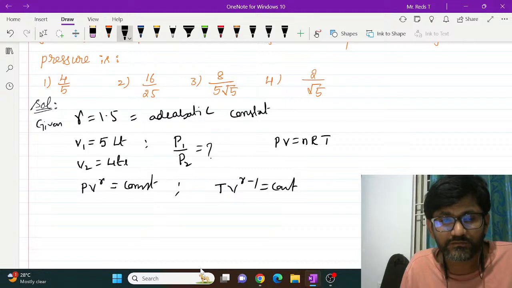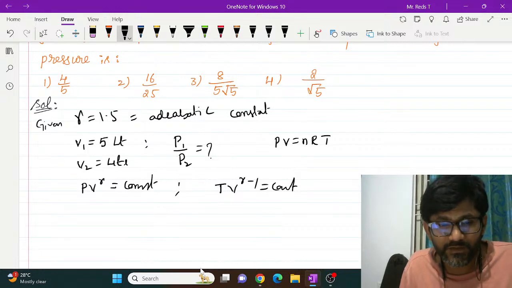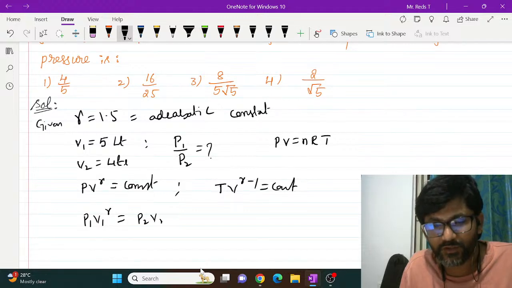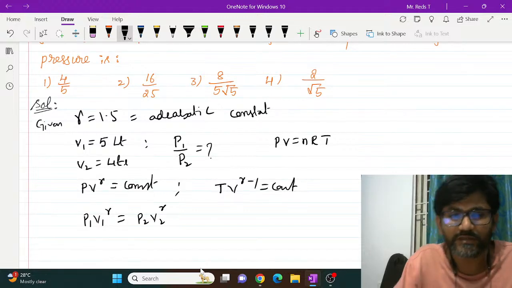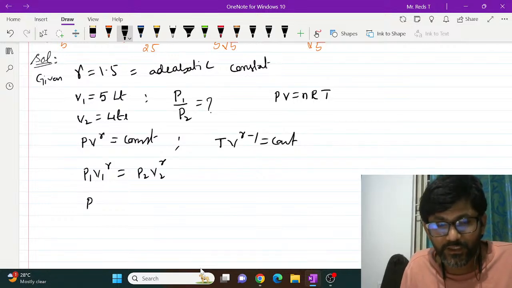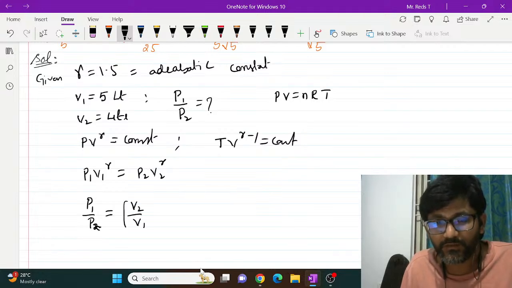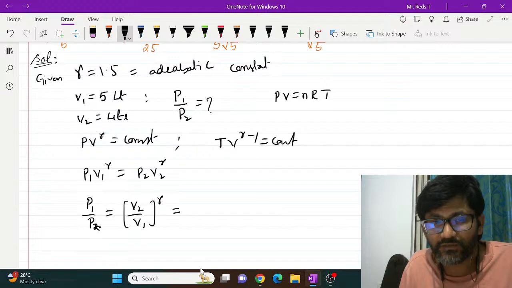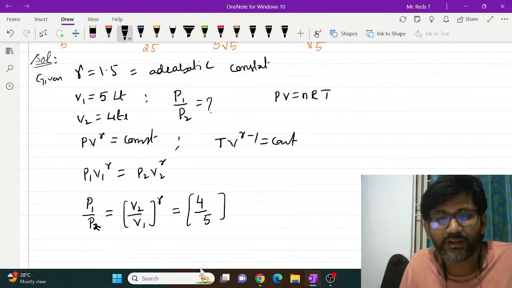So now we can rewrite this as P1 V1 power gamma is equal to P2 V2 power gamma, which is equal to constant. So now we want P1 by P2. Let's write it as P1 by P2 is equal to V2 by V1 power gamma, V2 power gamma by V1 power gamma. So V2 by V1 power gamma. So it is equal to, what is V2? 4. What is V1? 5, power gamma.